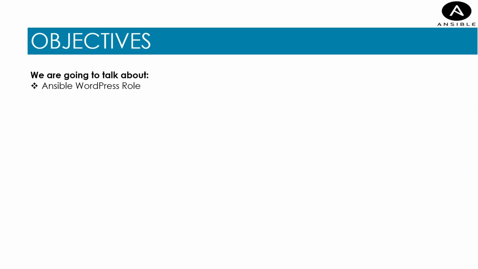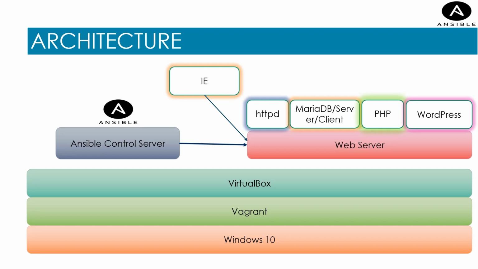Ansible WordPress role. With the help of that, we'll install Apache HTTPD, MariaDB server and client, PHP, and WordPress on a web server with the help of an Ansible control server.